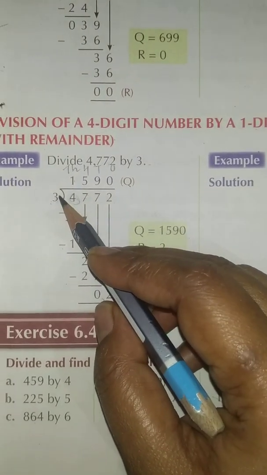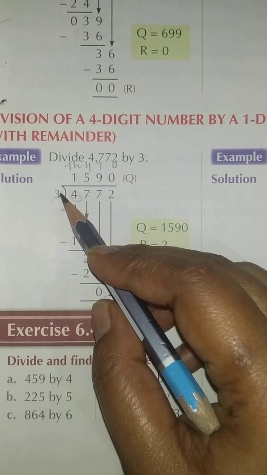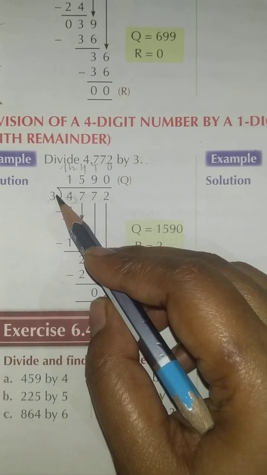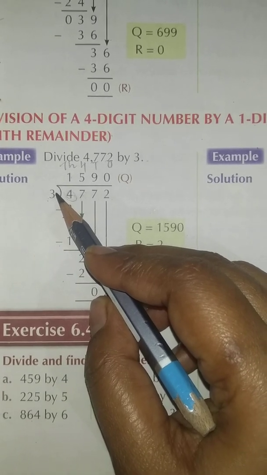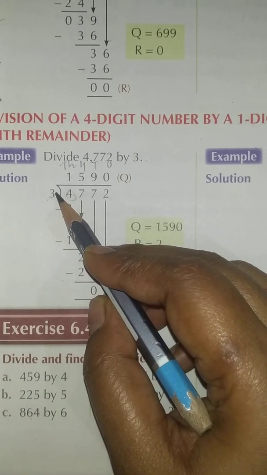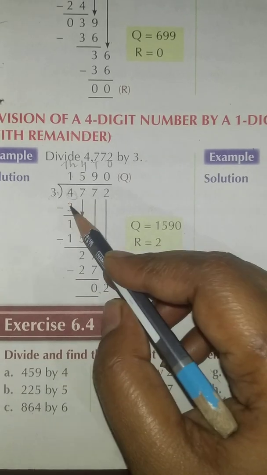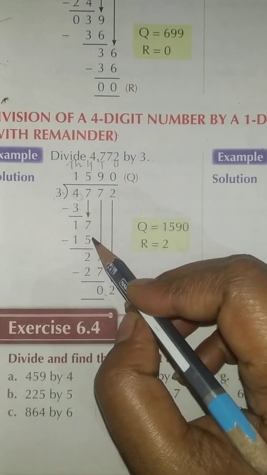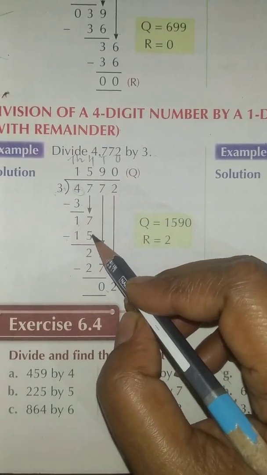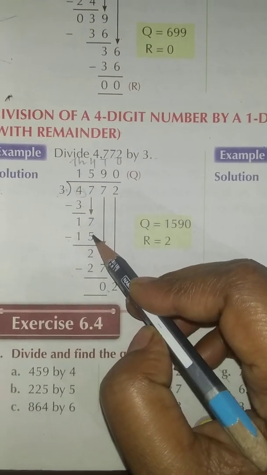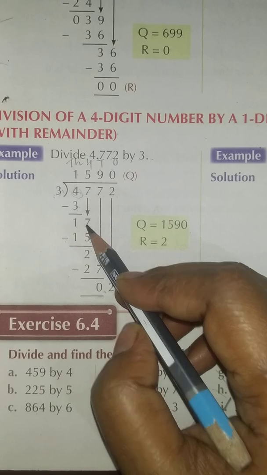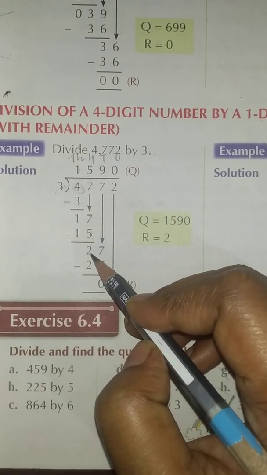Now we will multiply; again we will read the table of 3. 3 ones are 3, 3 twos are 6, 3 threes are 9, 3 fours are 12 and 3 fives are 15. So 3 sixes are 18. We cannot take 18, we have to take less than 18. So what is less than 18? 15. So we'll take 3 fives are 15. Now you subtract 7 minus 5. So 7 minus 5 is 2.